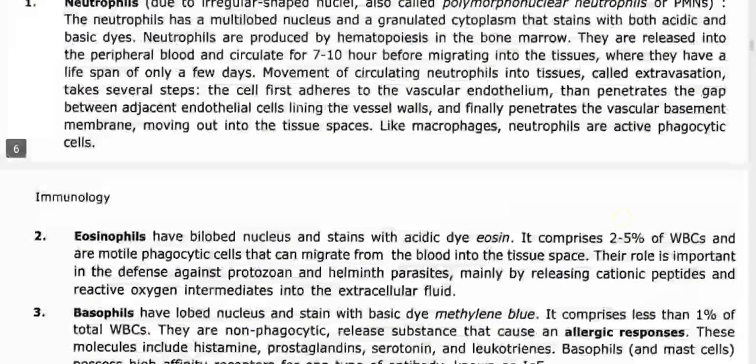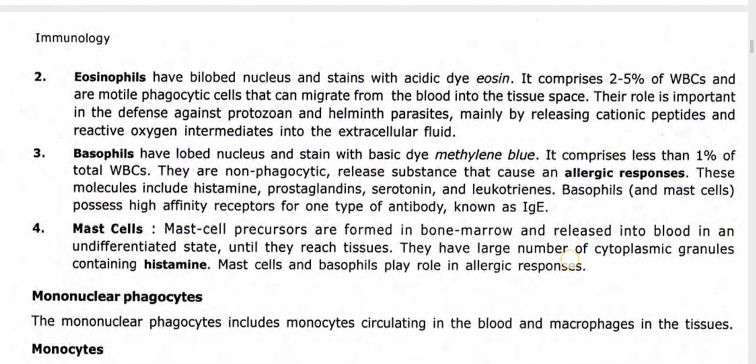Movement of circulating neutrophils into tissues is called extravasation. Extravasation takes several steps. The cell first adheres to the vascular endothelium, then penetrates the gap between adjacent endothelial cells lining the vessel walls, and finally penetrates the vascular basement membrane, moving out into the tissue spaces. Like macrophages, neutrophils are active phagocytic cells.